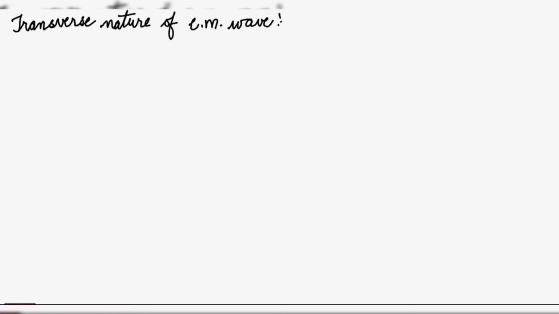Dear student, now first I write its definition and then solve its derivation. So here, the transverse nature of electromagnetic wave, the short form is EM wave. According to the diagram, we already know we have two vectors. First is the electric field vector and another is the magnetic field vector. The electric field vector and magnetic field vector are perpendicular to each other, and at the same time they are also perpendicular to the direction of the propagation of the wave.